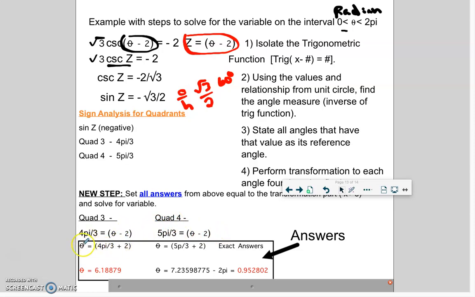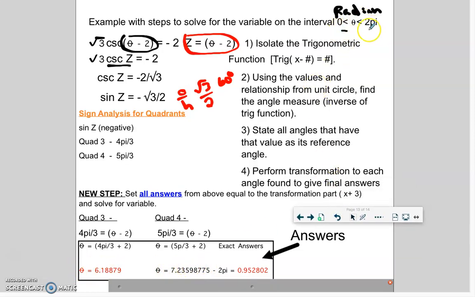I'm then going to add 2 to get theta is equal to 4 pi over 3 plus 2, which is equivalent to about 6.18879. And then the second one, I'm going to add 2 to get 5 pi over 3 plus 2, and I get 7.2359. So these technically are our two answers. But because my restriction says between 0 and 2 pi, and 2 pi is about 6.28, we realize that since this value is bigger than 6.28, I have to find a coterminal, or I have to find a value that's between 0 and 6.28, so I had to subtract the 2 pi.